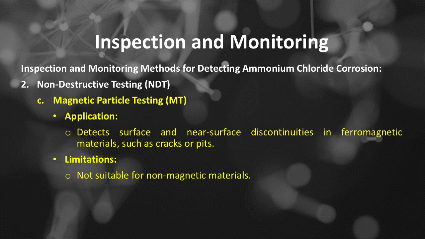Non-destructive testing, or NDT, method. Number C is magnetic particle testing, or MT. The application of magnetic particle testing is to detect surface and near-surface discontinuities in ferromagnetic materials, such as cracks or pits. The limitation of magnetic particle testing is that it is not suitable for non-magnetic materials.